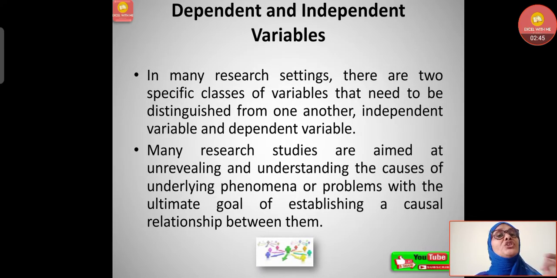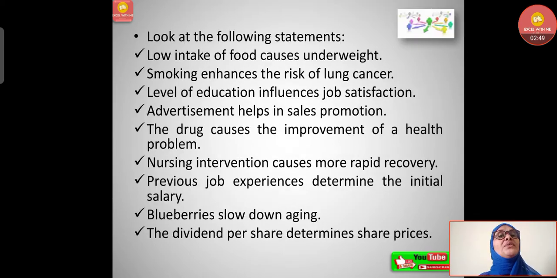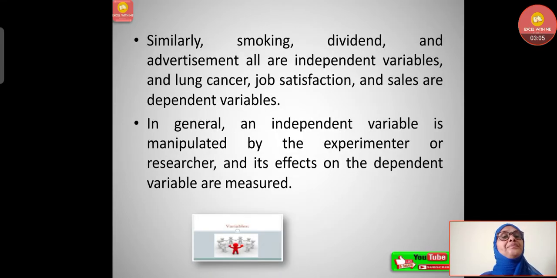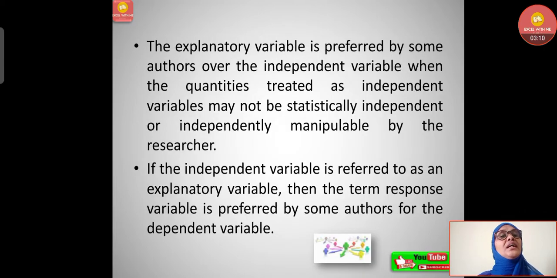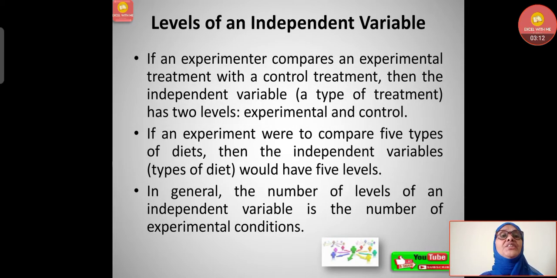Now we have understood the dependent and independent variables with many examples also. Low intake of food causes underweight. So low intake is the main factor and cause which is affecting the underweight. So low intake is the independent variable and underweight is the dependent variable. Now let's start today's class, that is extraneous variables.